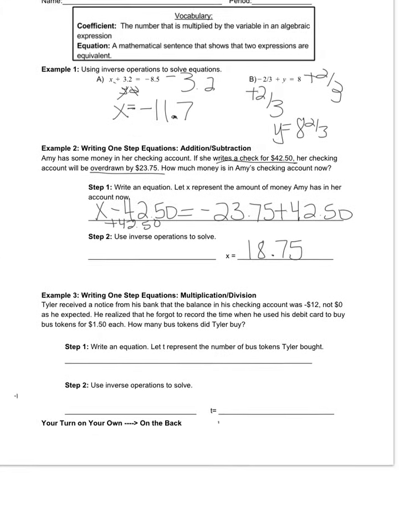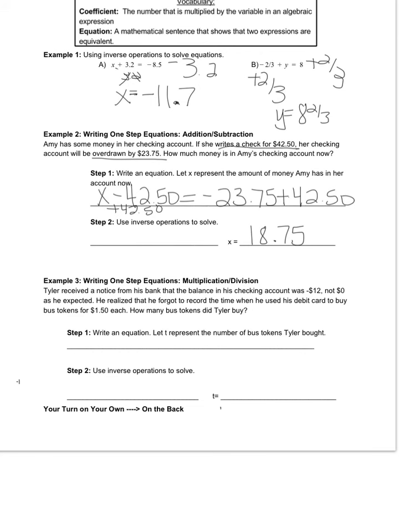Moving on to example 3. Now we're going to write an equation using multiplication and/or division for this story problem. Tyler received a notice from his bank that the balance in his checking account was negative $12, not zero as he expected. He realized that he forgot to record the time when he used his debit card to buy bus tokens for $1.50 each. How many bus tokens did Tyler buy?